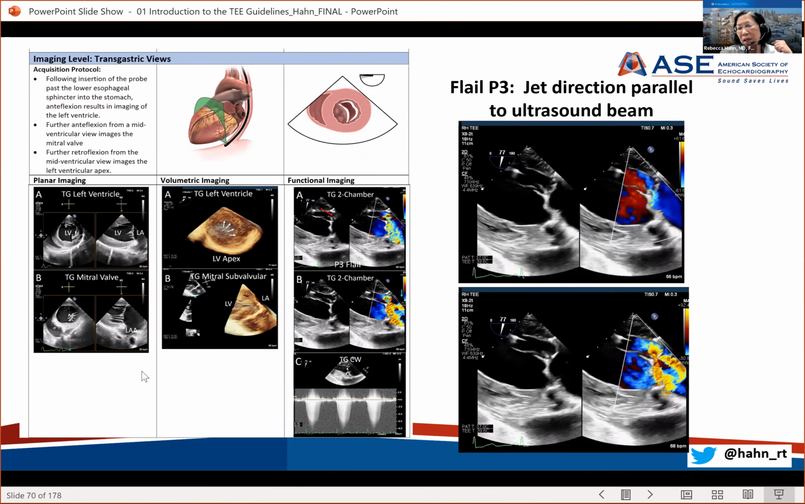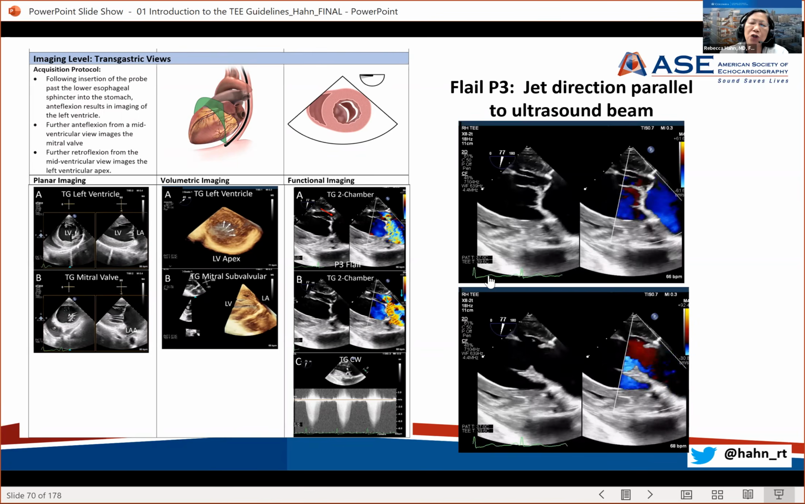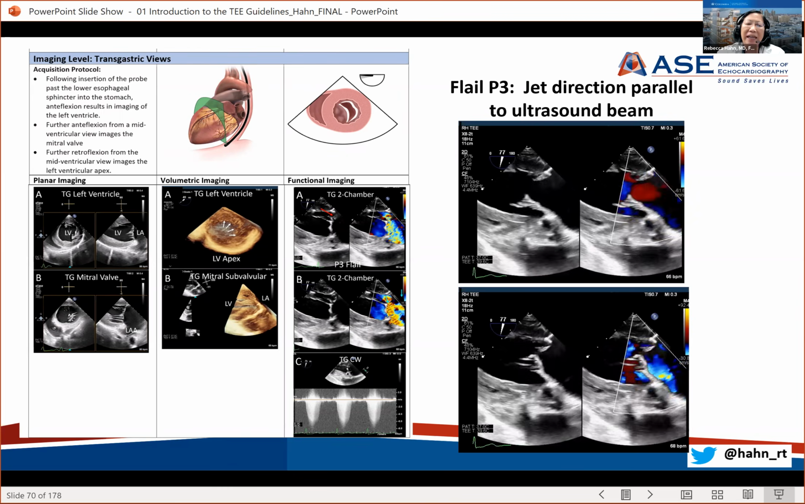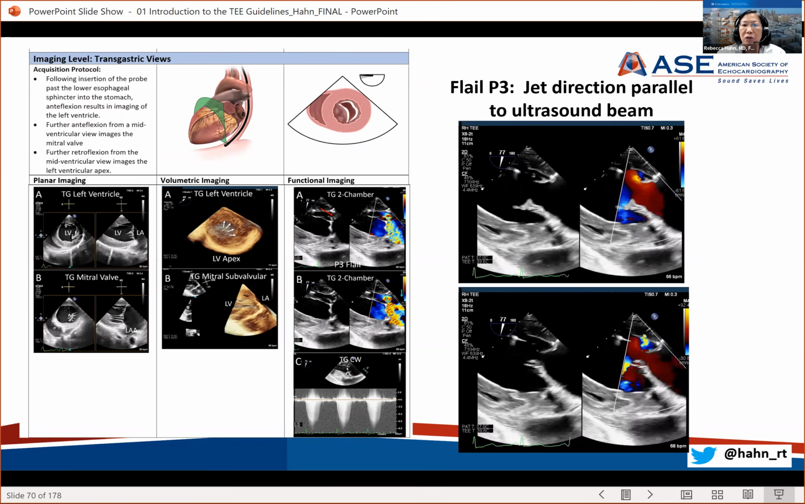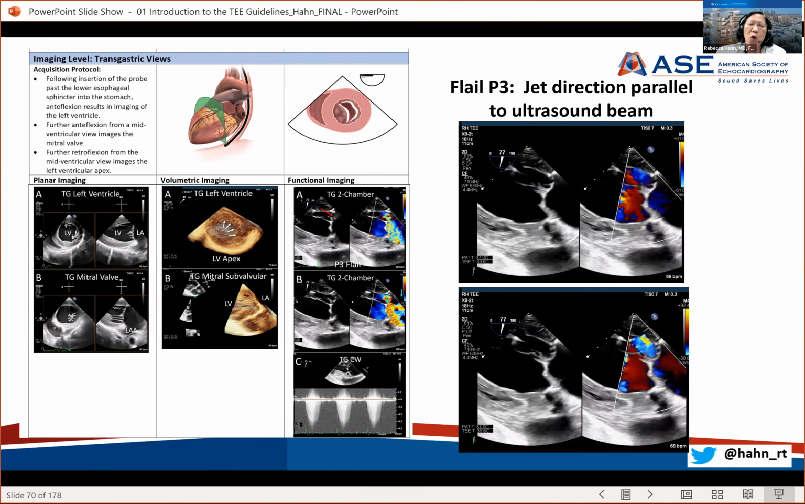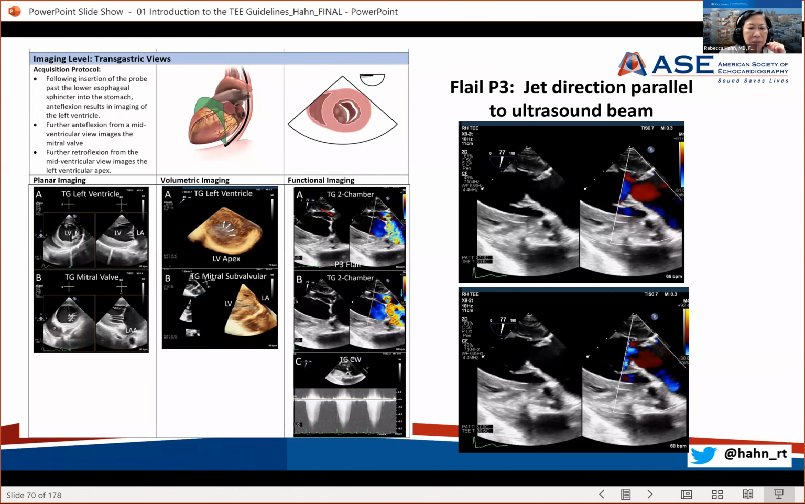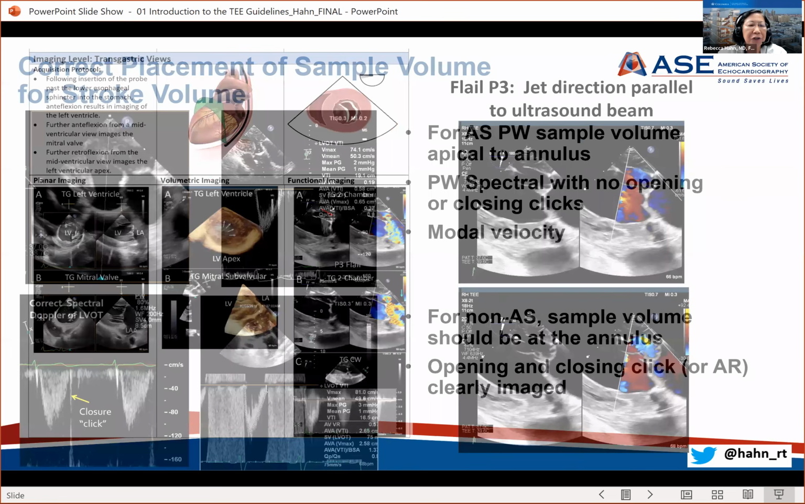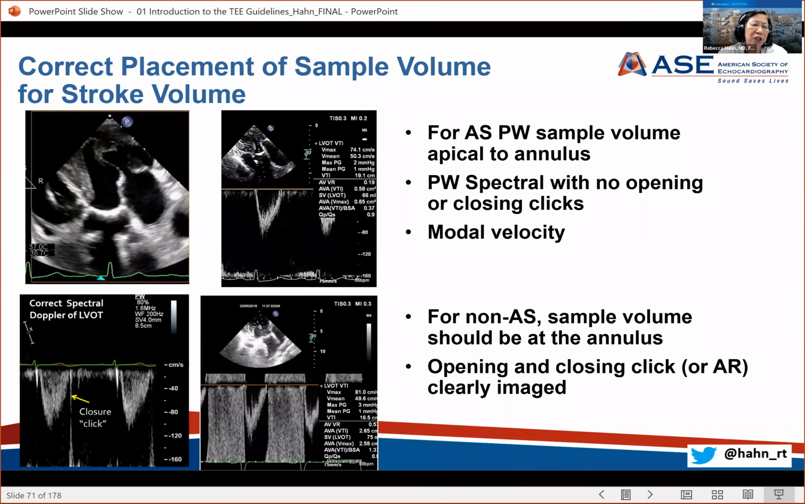But in addition, a number of our patients have commissural flails. And so this is an example of a P3 flail. So this is a medial leaflet flail. And the only location that we could align the Doppler with the regurgitant jet was a transgastric view. And so now you're doing all of your hemodynamics from the transgastric view. So please don't forget that transgastric can be your friend, and that you should go ahead and, particularly in the setting of eccentric jets, look in the transgastric to get your Dopplers.